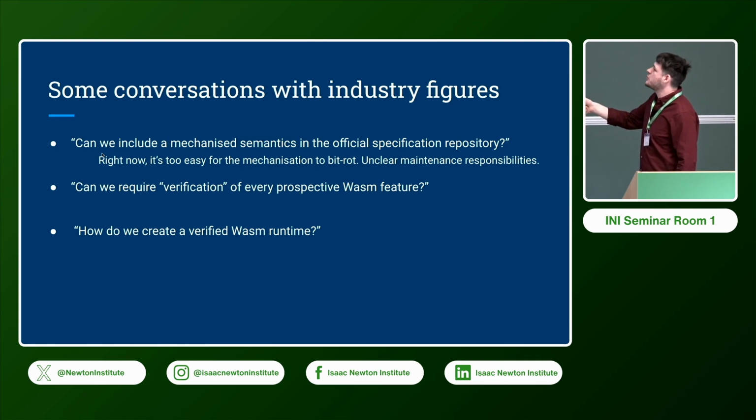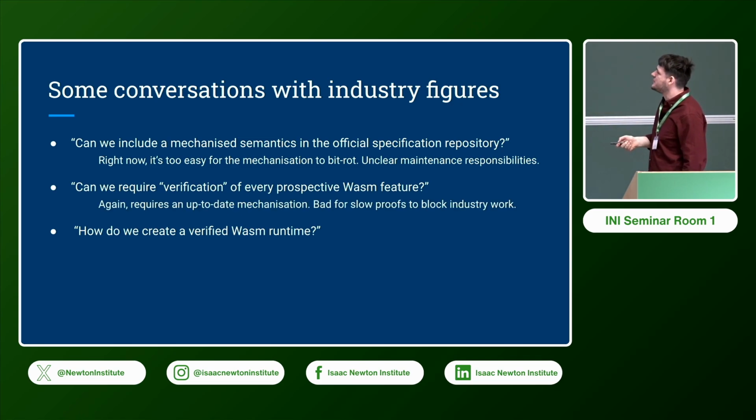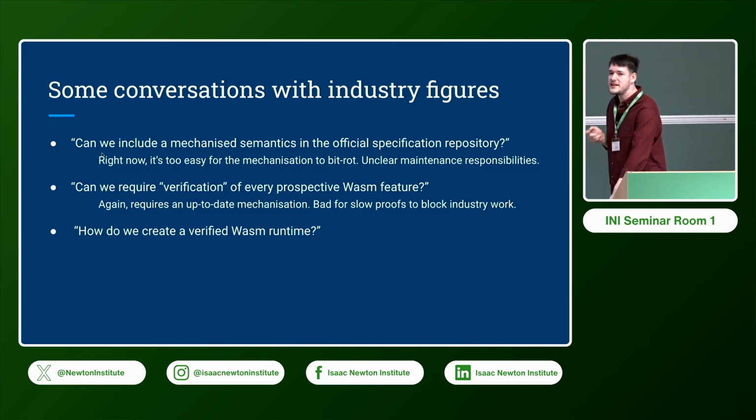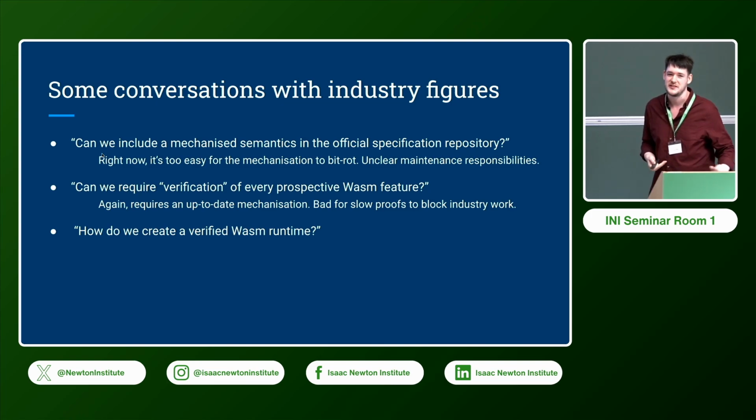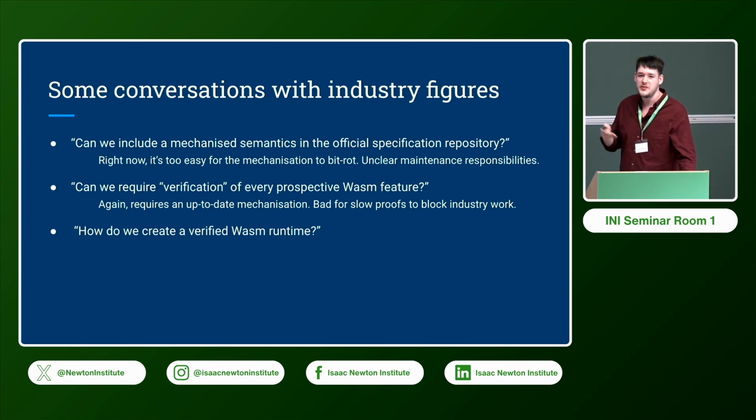And similarly, can we require verification of every prospective WASM feature? Well, again, you need an up-to-date mechanization if each feature is building on top of each other. And it's also really, really bad politically if you end up with a situation where the proof is the only thing that's blocking a feature from moving forward. That's an incredibly embarrassing situation. And the minute that happens is the minute all the industrial people never want to look at formal methods again.